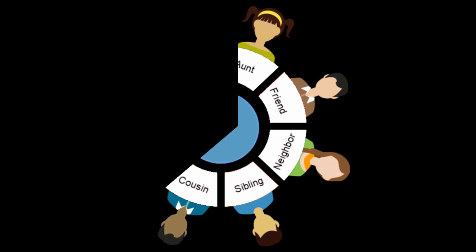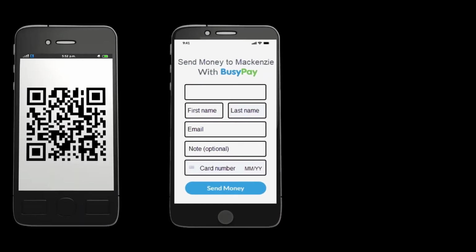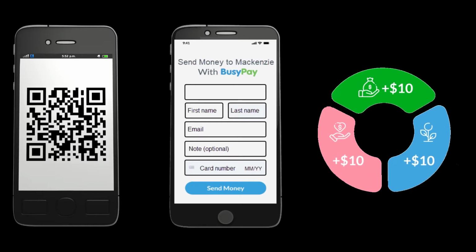BusyPay is an easy way for families or friends to instantly send money to a child's BusyKid account. It's done by sharing a QR code that directs the funds to your kiddo's spend, save, and share allocations.